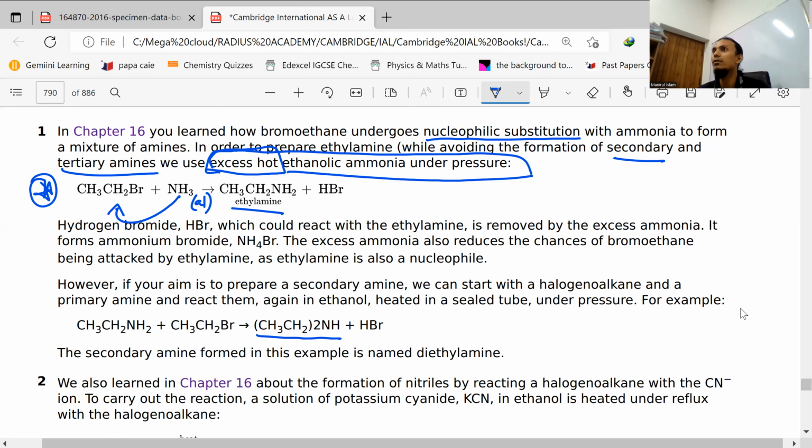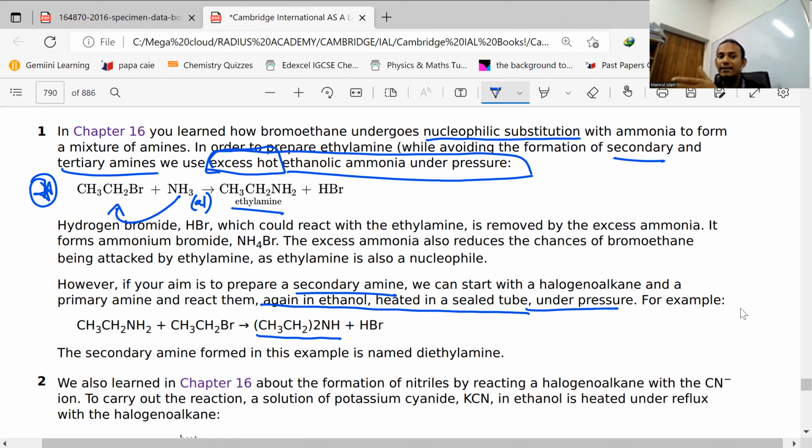Is my point understood? If you give excess ammonia, then your product ethylamine will not get the chance to react with bromoalkane. That's why we are giving excess ammonia. If you give it in a smaller amount, secondary and tertiary amines will form with the halogen again. The primary amine will react with them again in ethanol heated in a sealed tube under pressure, but not in excess. We are not giving ammonia in excess, so that is the only difference, right?